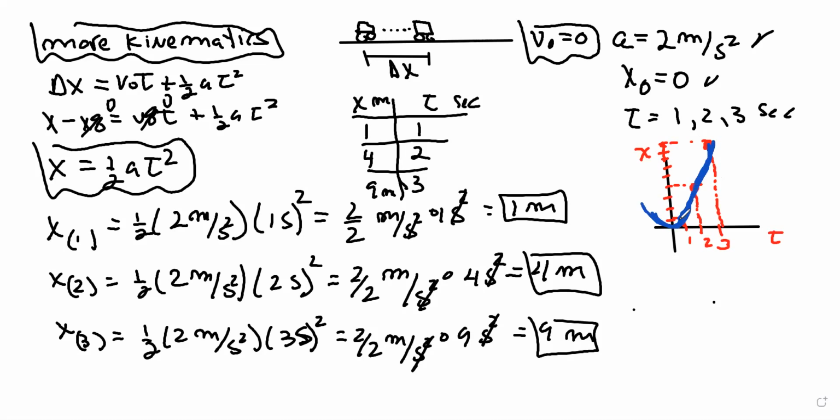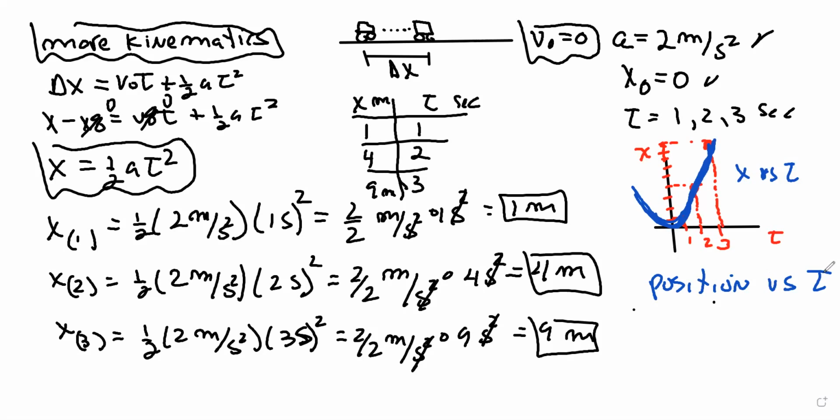So it should look like a parabola. So this is the graph of x versus time, and that gives you the graph of the position. So this is the position versus time. Okay.